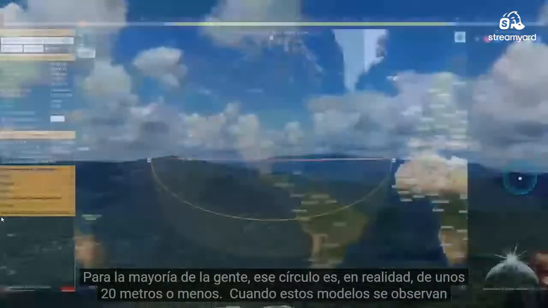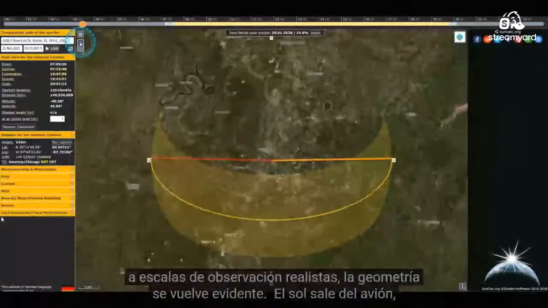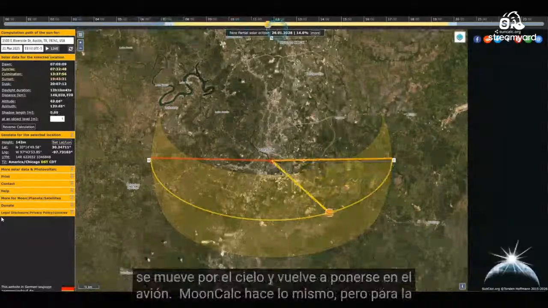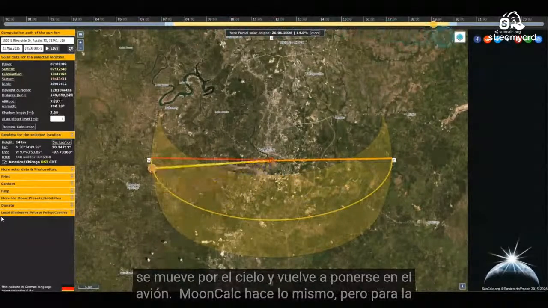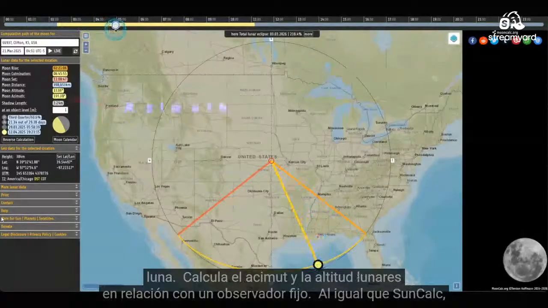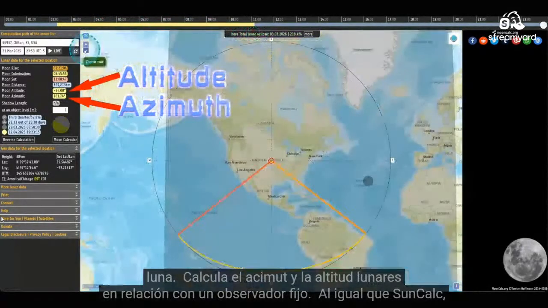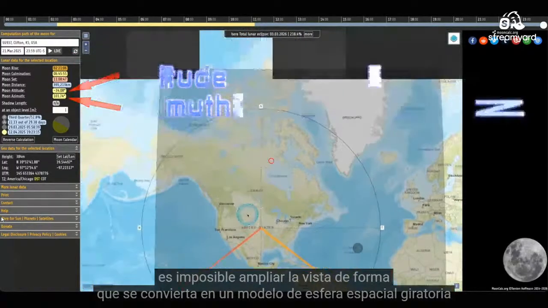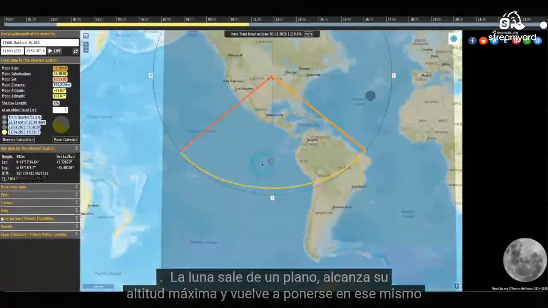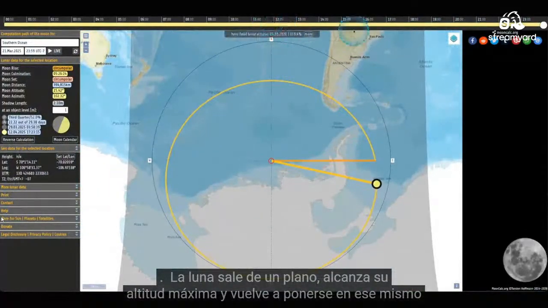When these models are viewed at realistic observational scales, the geometry becomes obvious. The sun rises from the plane, it moves across the sky, and it sets back into the plane. MoonCalc does the same thing, but for the moon. It calculates lunar azimuth and altitude relative to a fixed observer. Just like SunCalc, it's impossible to expand the view in a way that turns this into a spinning spaceball model. The moon rises from a plane, it reaches peak altitude, and it sets back into that same plane.